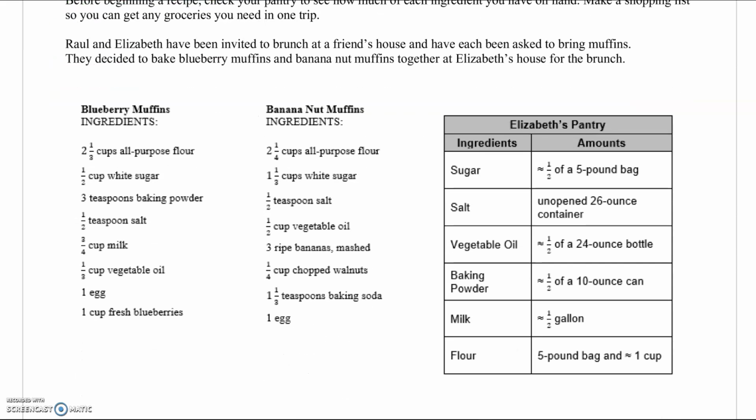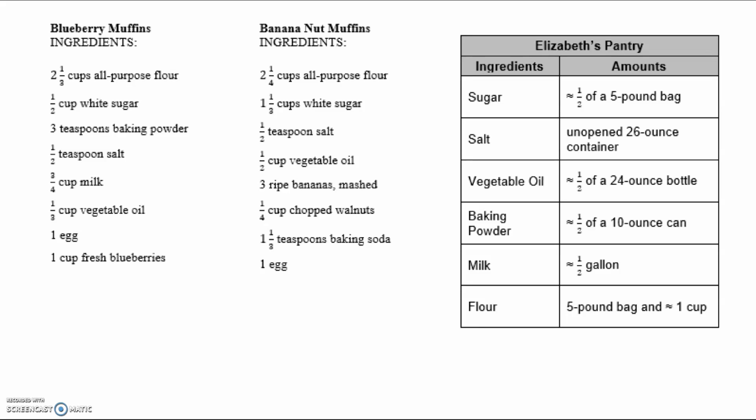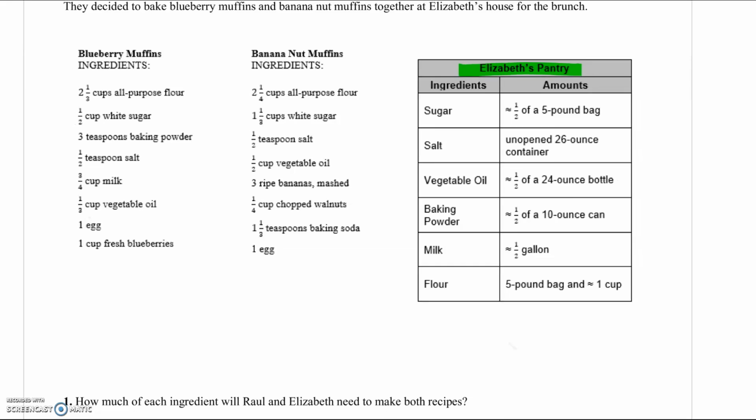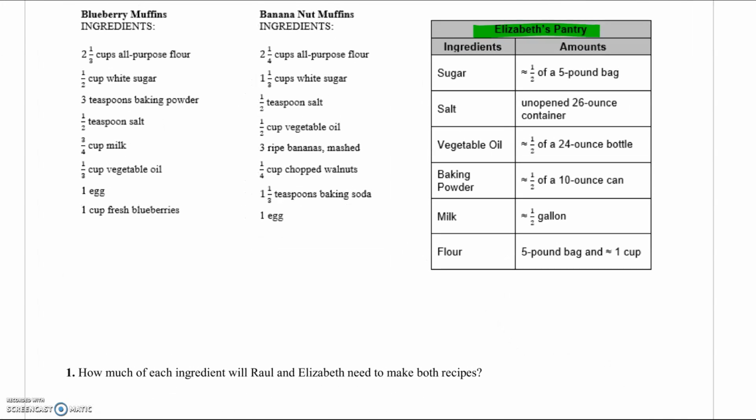All right, so down below here, you're given the two recipes. So the recipe for the blueberry muffins and the banana nut muffins. Those are all the ingredients that you need for both. And then over here on this side, this is showing us what she has in her pantry right now, so how much of each of those ingredients she has. Some of them, she doesn't have any of the ingredients. Some of the ingredients she has some, but might not have enough.